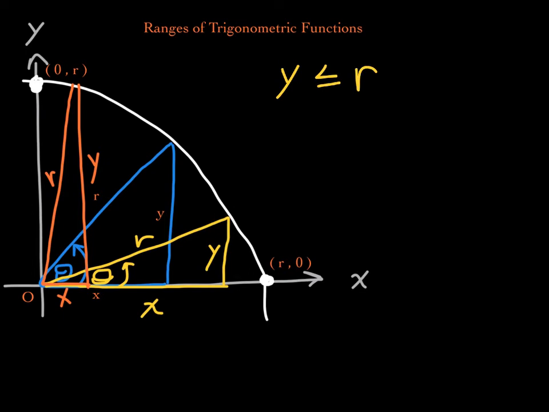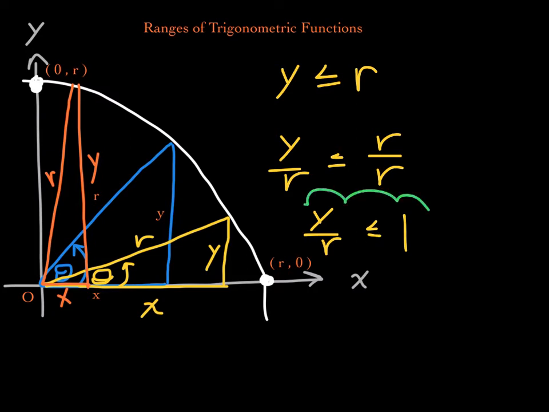Now I want you to divide both sides by r, and notice what you get: y over r is less than or equal to 1. I need you to hold on to this. I'm going to ask you to recall it in just a minute. Y over r is less than or equal to 1. All right, now let's consider the same argument, but in quadrant 4.